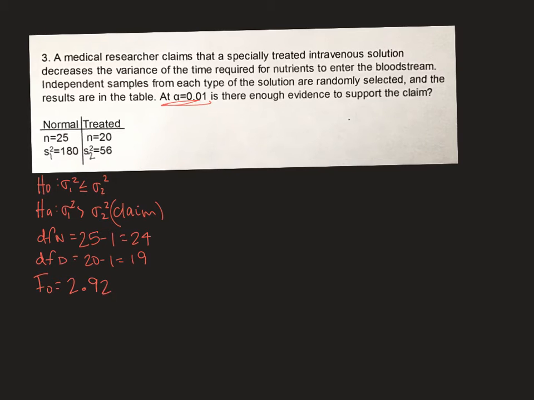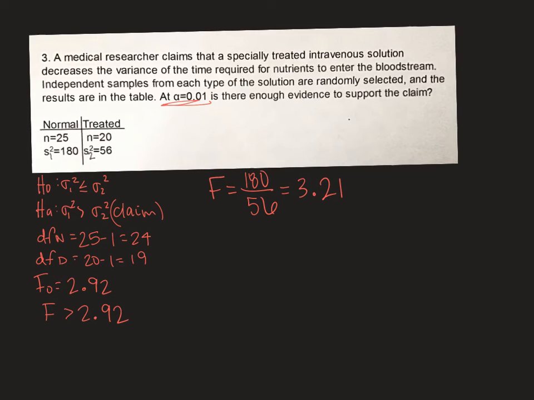So critical value 2.92, which means that rejection region is going to be greater than 2.92. So when we find our test statistic, this might be the easiest test statistic we've done all year because it's your first sample variance, which is 180, divided by your second sample variance, which is 56. And when we divide that, we get about 3.21.